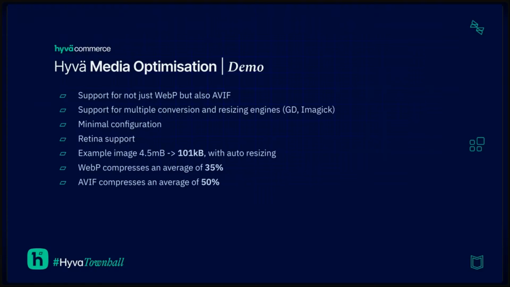It has support for retina images, and as we saw, it can make our example image go from 4.5 megabytes to about 101 kilobytes, saving lots of bandwidth. WebP compresses an average of 35% and AVIF compresses an average of 50%. The actual compression you get on an image does differ per image.